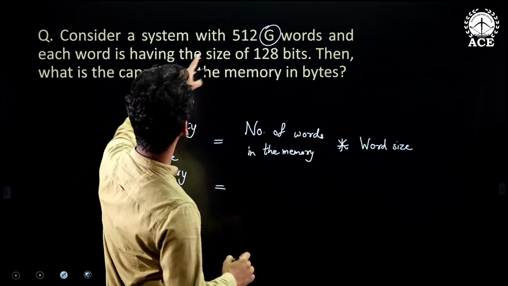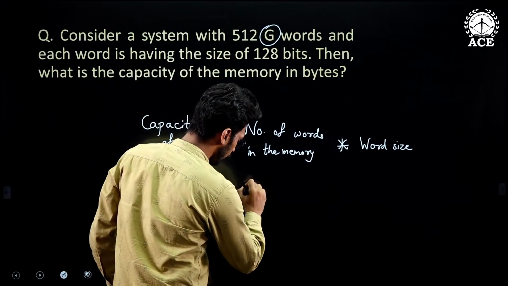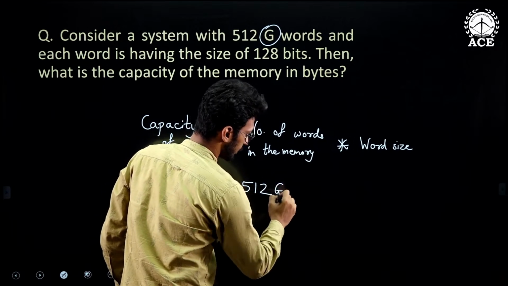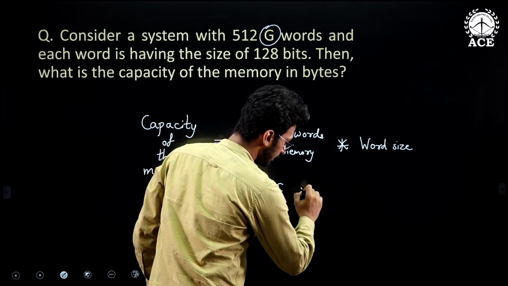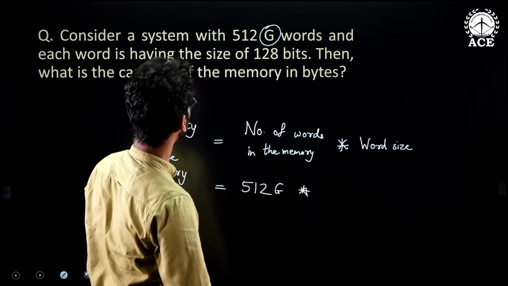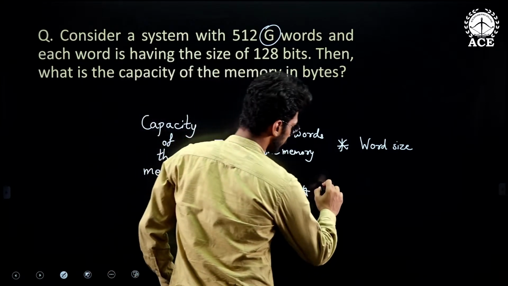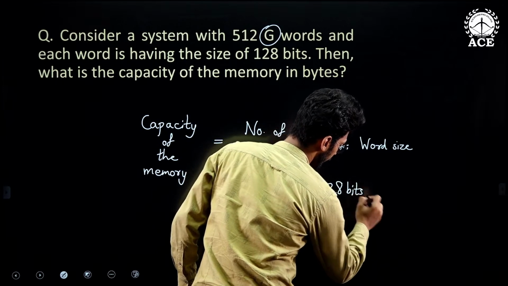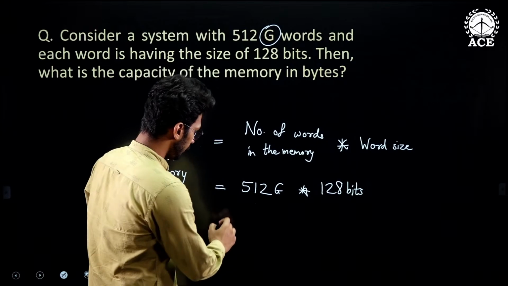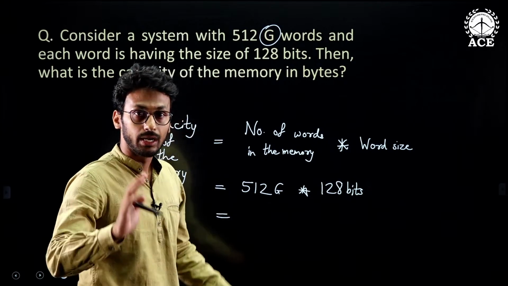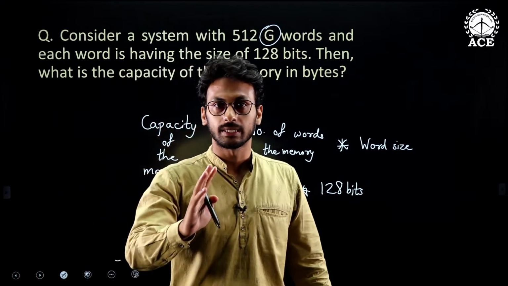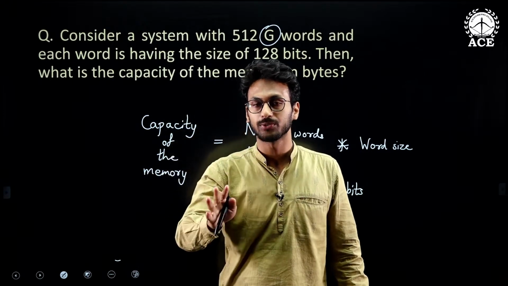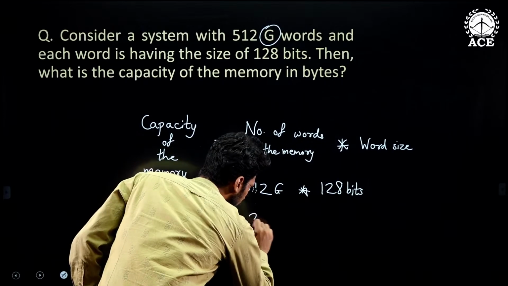Now what is the value of number of words in the memory? Observe here. System with 512 gigawords. So 512 gigawords, these many words. And each word is of what size? 128 bits. Now tell me, what will this be? 512. I told you initially, you should remember that. 512 is what? 2 raised to 9. 2 raised to 9 means 512.